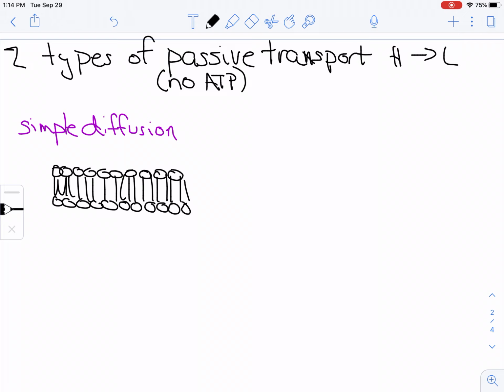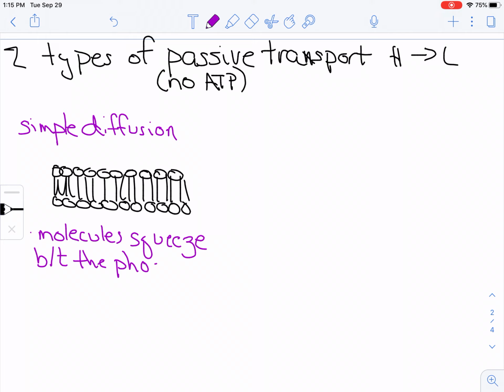So simple diffusion is going to be movement when the molecules squeeze between, I abbreviate between B/T, between the phospholipids.